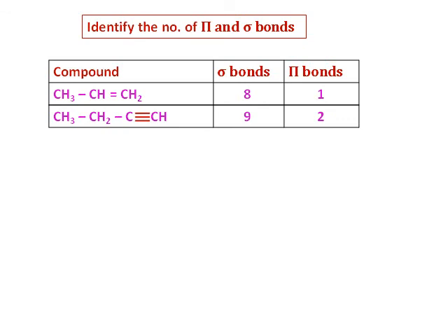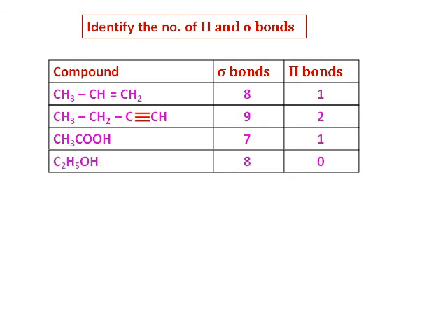And acetic acid, CH3COOH, it has 1 pi bond. The 1 pi bond is between the carbon and the oxygen. The COOH group is generally written as C double bond O, OH. So the double bond exists between the C and the oxygen. And ethyl alcohol C2H5OH has no pi bonds.